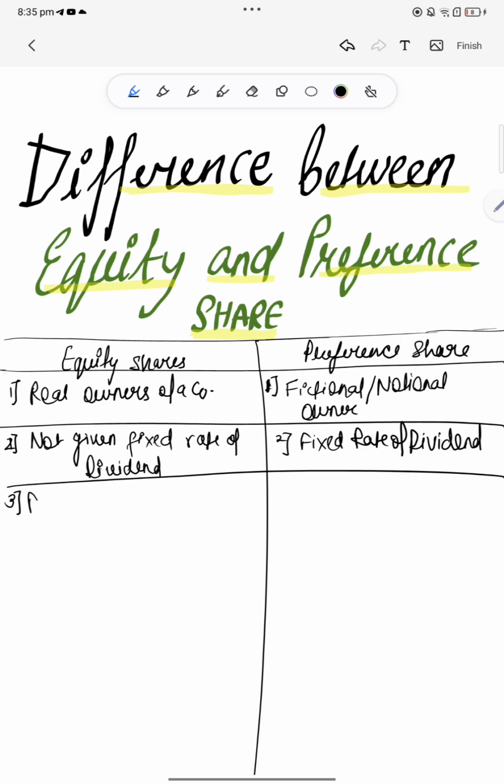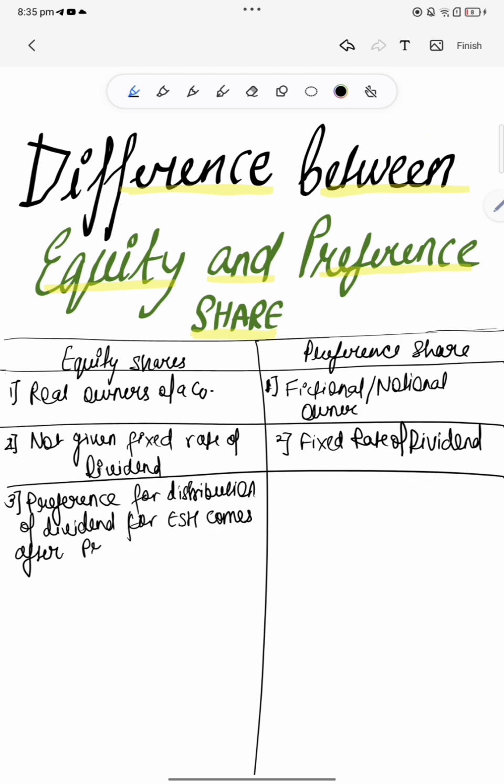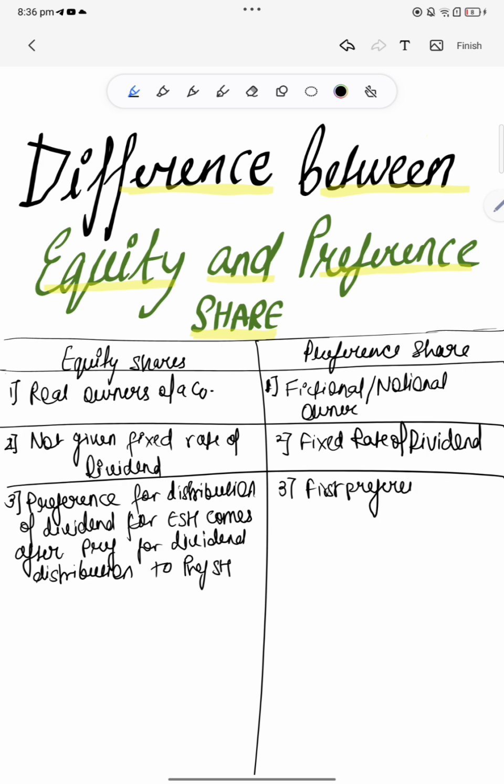So first, preference for distribution of dividend. Preference for distribution of dividend for equity shareholders comes after preference shareholders. Preference shareholders are given first preference in distribution of dividend.